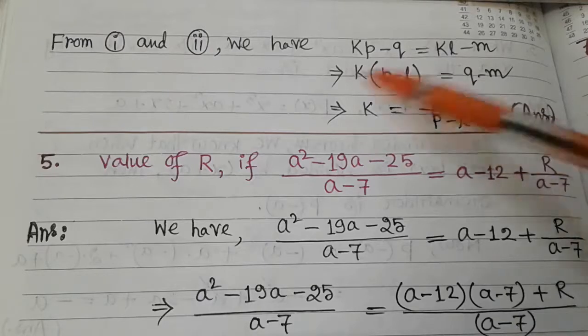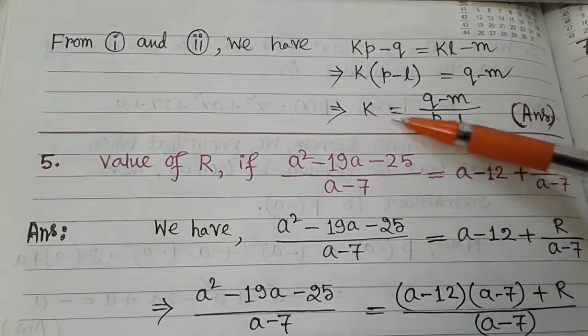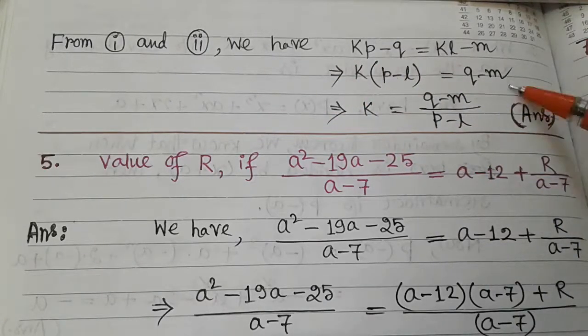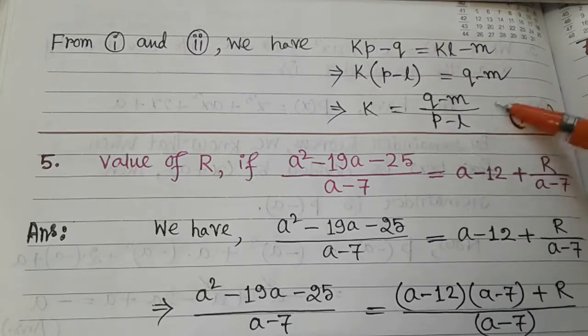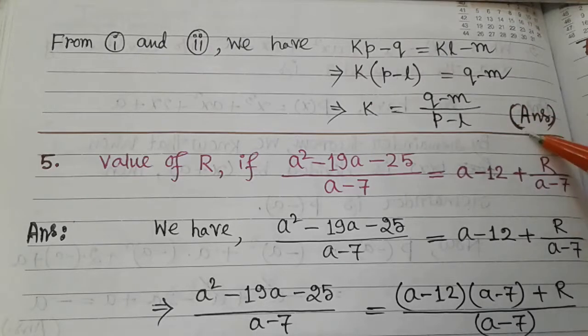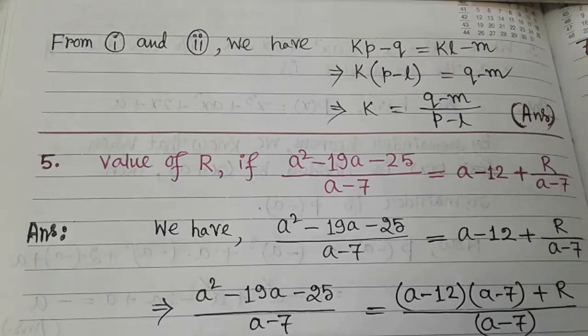Now solving equations 1 and 2, we have k is equal to (q minus m) by (p minus l). So this is the required answer. Let us move to the next problem.